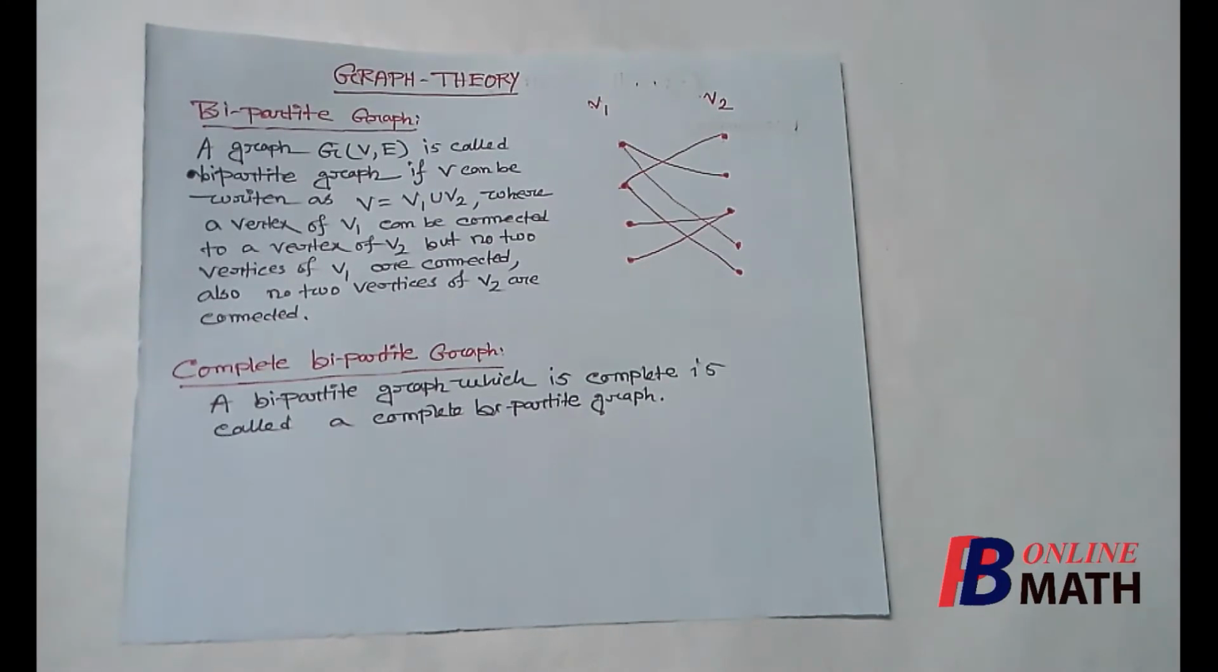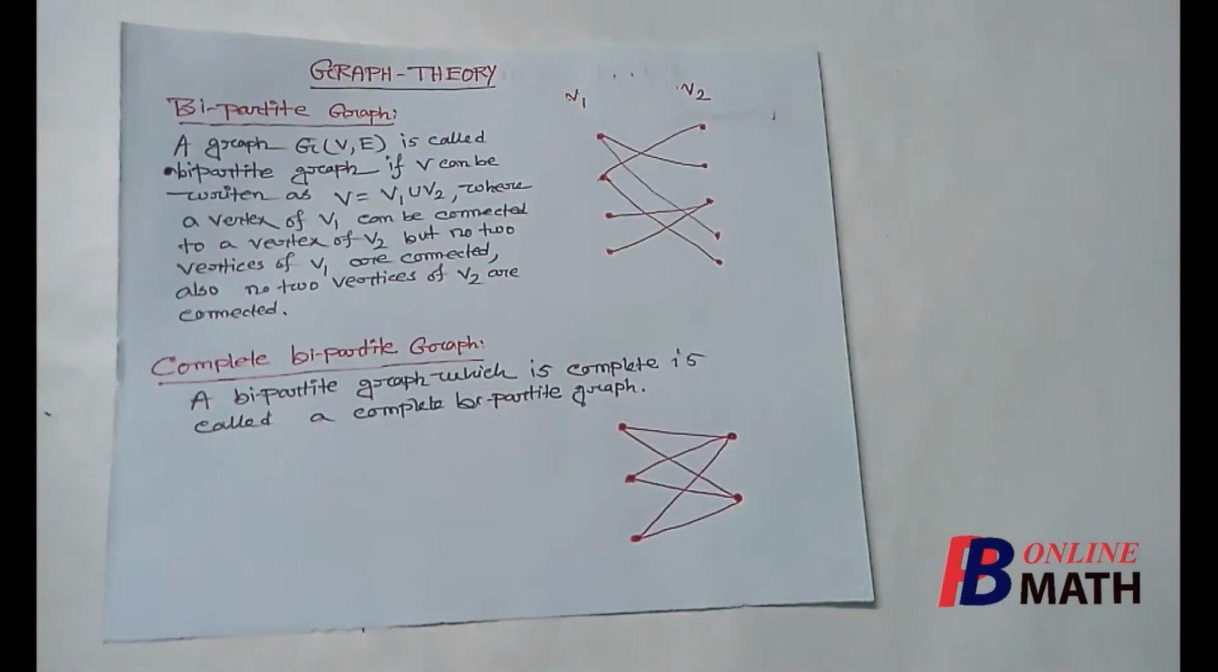Now we just give one example of complete bipartite graph. If we consider this graph with 5 vertices, we find that this is a bipartite graph because the 5 vertices can be divided into 2 subsets. In the first subset we have 3 vertices and in the second subset we have 2 vertices, such that all the vertices of V1 are connected to all the vertices of V2, but no two vertices of V1 are connected, and similarly no two vertices of V2 are connected. So this is an example of complete bipartite graph.